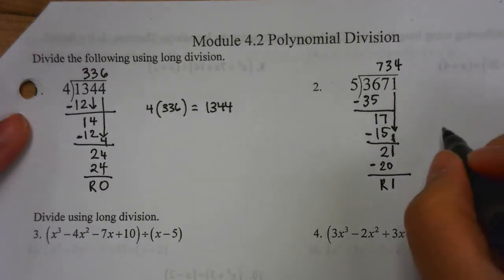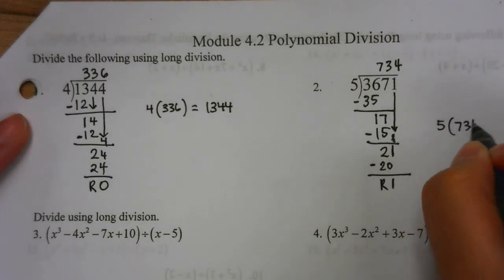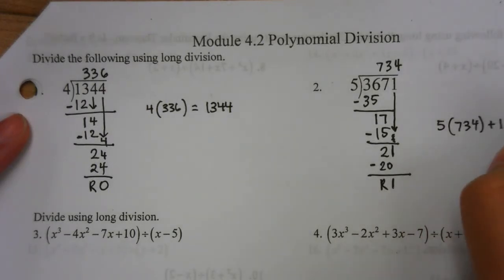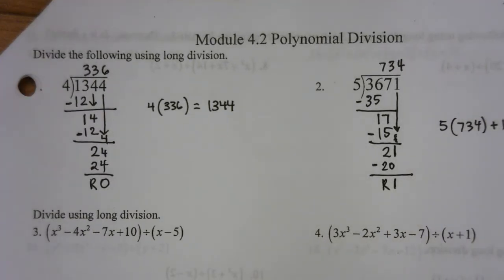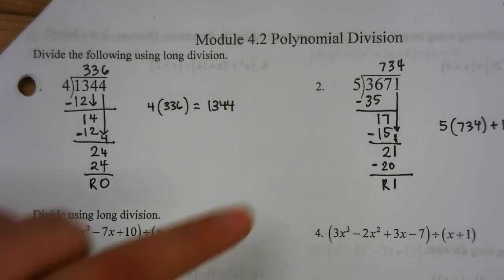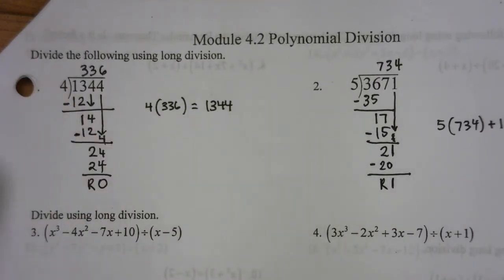So my remainder is 1. This time, when we write our answer, we're going to have 5 times 734 plus our remainder is going to be equal to the 3,671. Okay, so that same process of finding a number times the 5 or times the 4, getting it close to the number underneath the division sign. So it's going to be the same process when I'm dealing with polynomial long division.